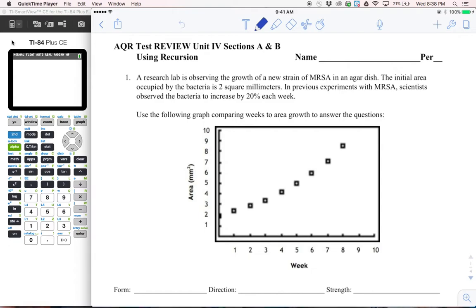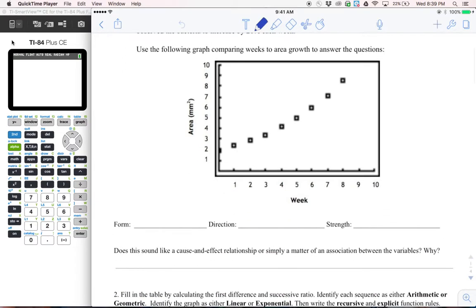All right, number one. A research lab is observing the growth of a new strain of MRSA in an agar dish. I don't know how to say that. The initial area occupied by the bacteria is 2 square millimeters. In previous experiments with MRSA, scientists observed the bacteria to increase by 20% each week. Use the following graph comparing weeks to area growth to answer the questions. So this question has 3 main parts.